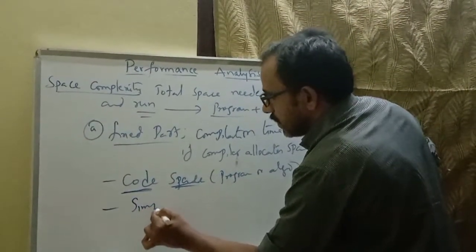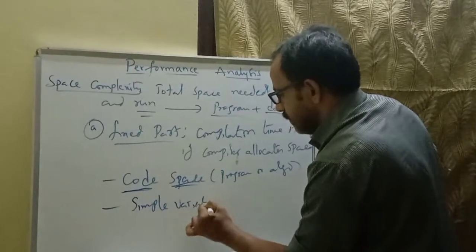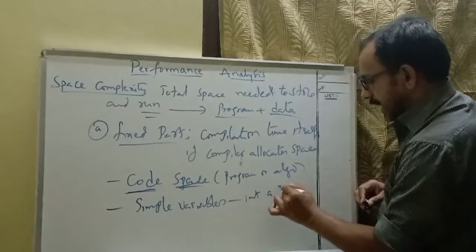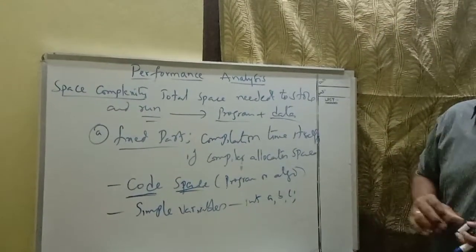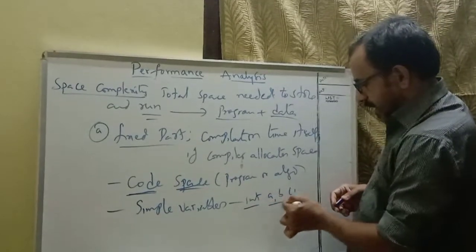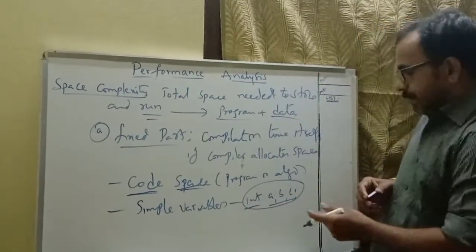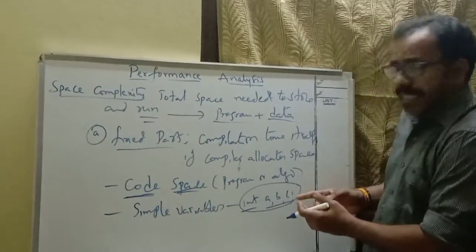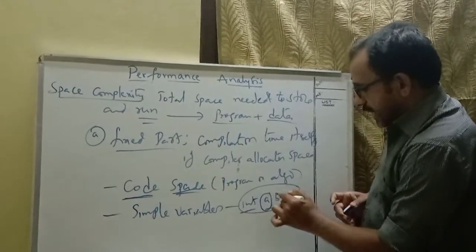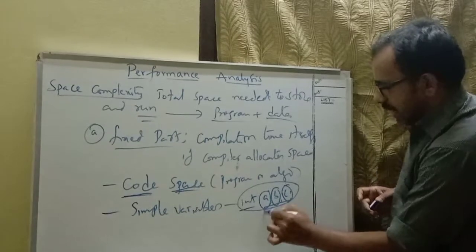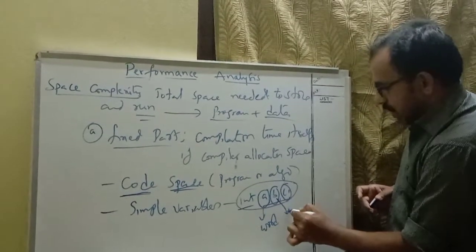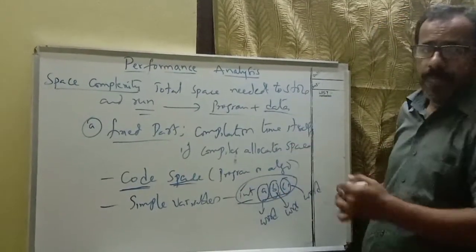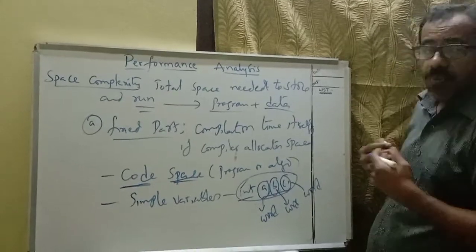Second one is simple variables. Simple variable space is also coming under fixed part, because simple variables in the program like int a, b, c, or float a, b, c, char a, b, c, like that. Once you include this a, b, c, once the compiler reaches this particular step in the compilation process, automatically the compiler allocates one empty cell for this, one empty cell for this, one empty cell for this, or one word for this, one word for this, and one word for this. The word size or empty cell size depends on the data type. Okay? But we are talking about the space required in word terms.